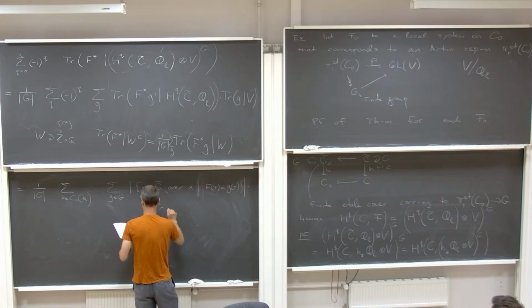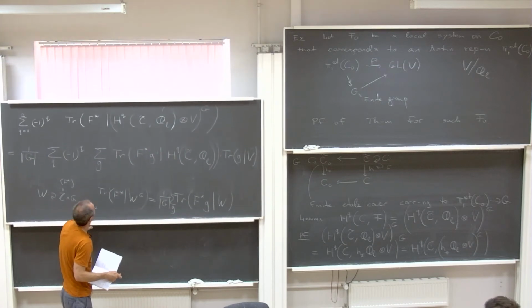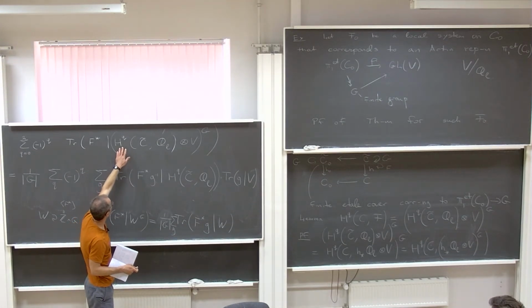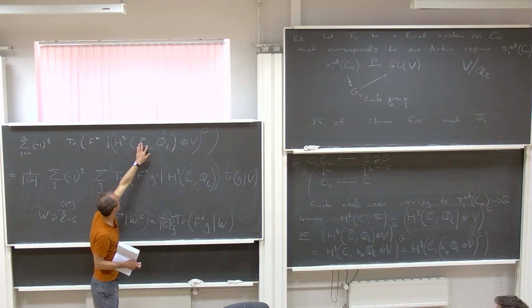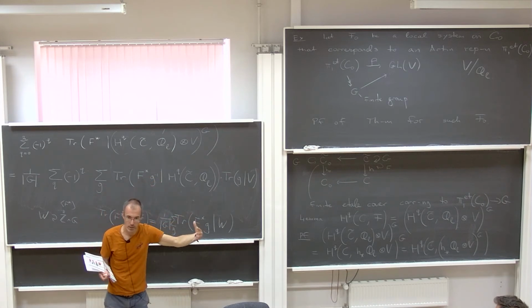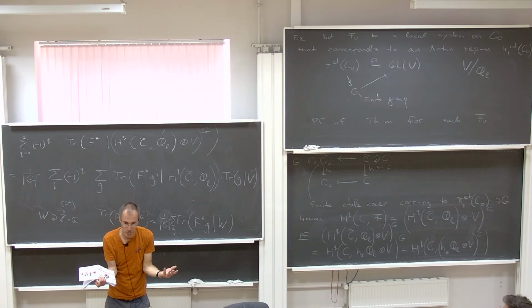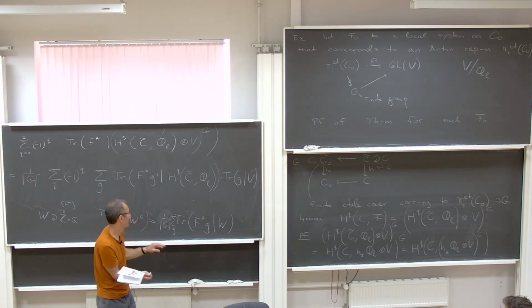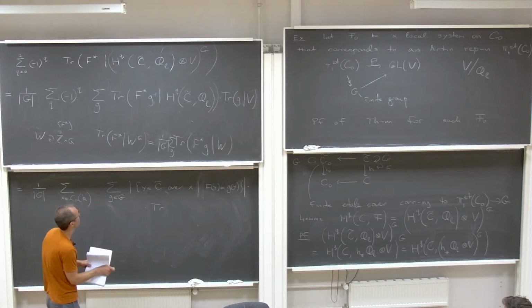What do you mean, right action? Like f lower star is a contravariant functor. Well, I said that this is a representation of G. How is it a representation of G? I have an action of G on C tilde. How does it give me an action on homology? If I just look at the induced action, it's not going to be a representation of G. So I need to put G inverse. So this is like G inverse star. Yes.